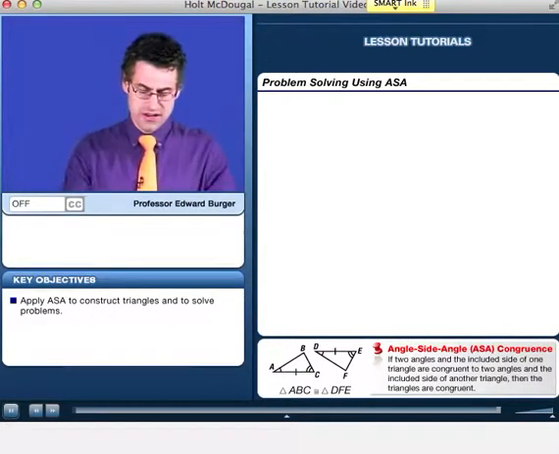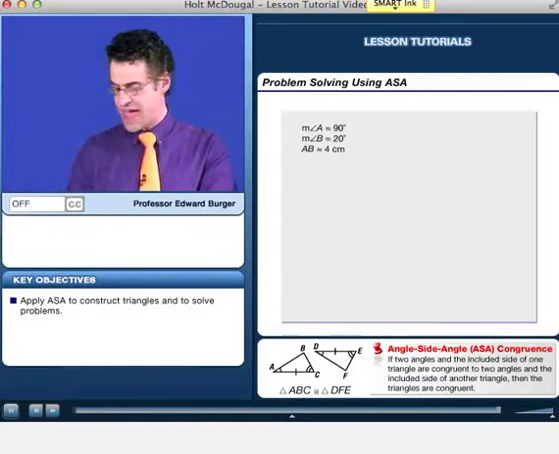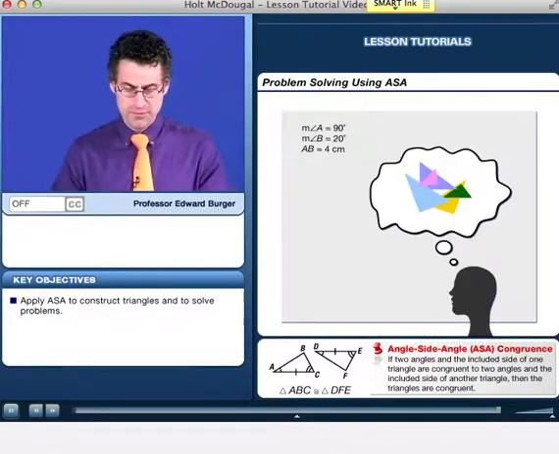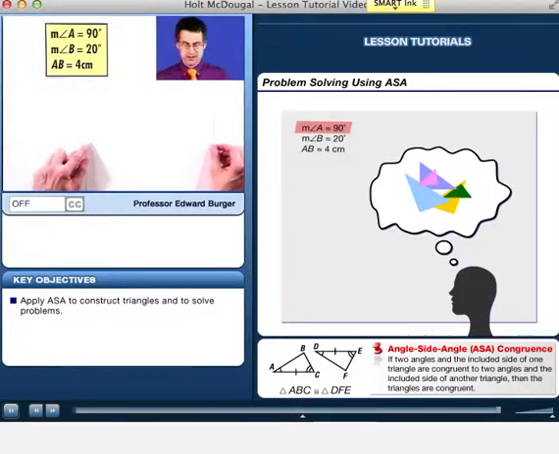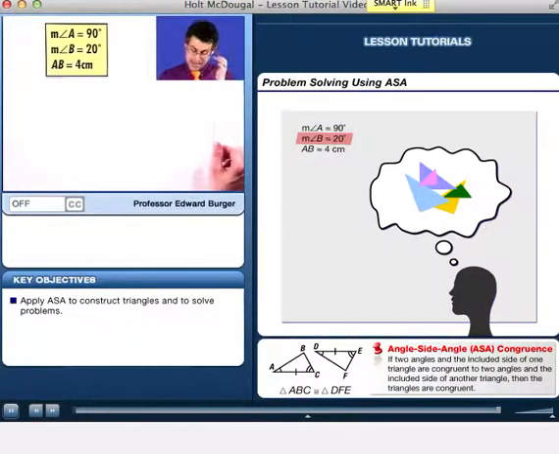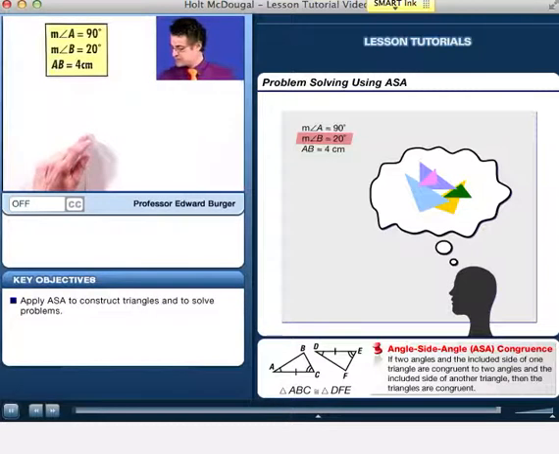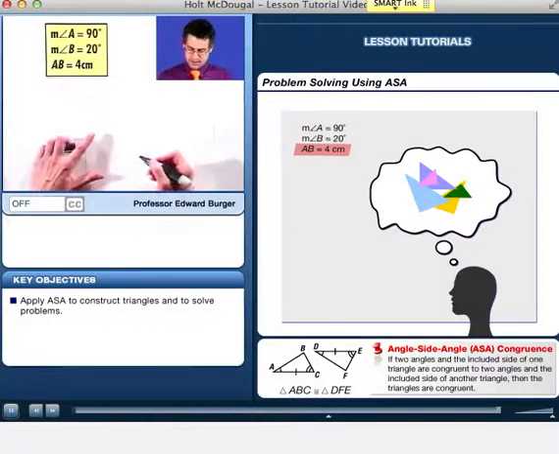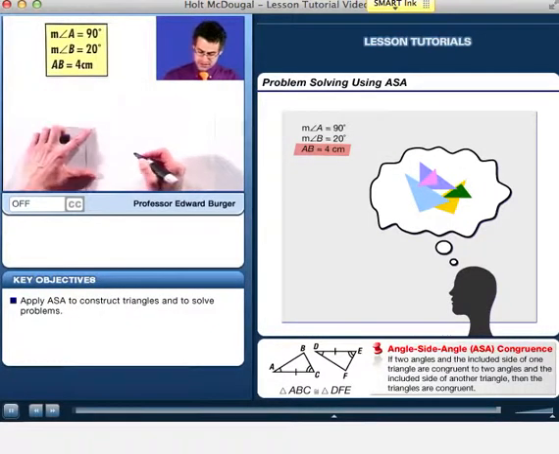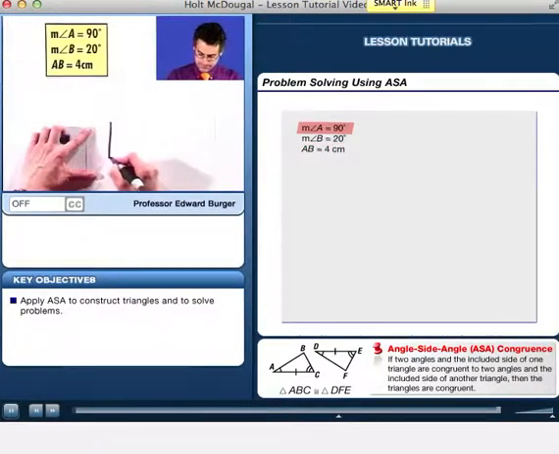So here's a question. Suppose that we just know these facts. I'm thinking of some triangle. I know the angle of A is 90 degrees, the angle of B is 20, and I know that the length of the segment AB is 4 centimeters. Does that uniquely determine the triangle? Well, let's try to draw it. So I see it's a right triangle, so I'm going to make it a right triangle.